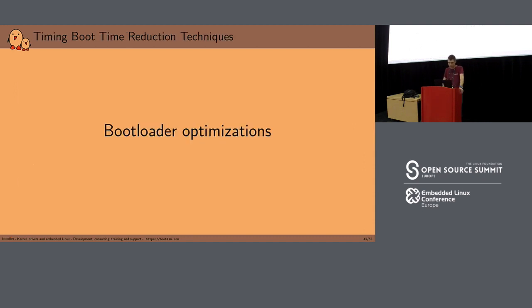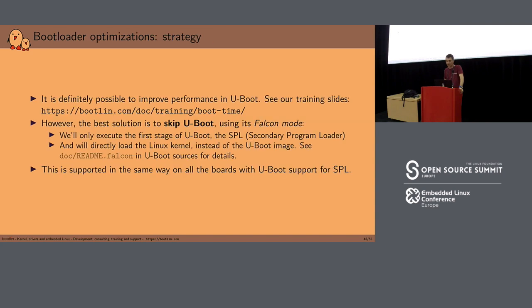And to finish, the bootloader optimizations. There are lots of techniques that are well documented for improving U-Boot, which is a slow program by default. Here, I just decided to skip U-Boot all the way and use Falcon mode. Instead of loading the second stage of U-Boot, you just load Linux right away, taking advantage of the Falcon mode infrastructure of U-Boot, which is actually easy to use. The nice thing about it is the technique is the same whatever the board you have, provided it supports the U-Boot SPL.